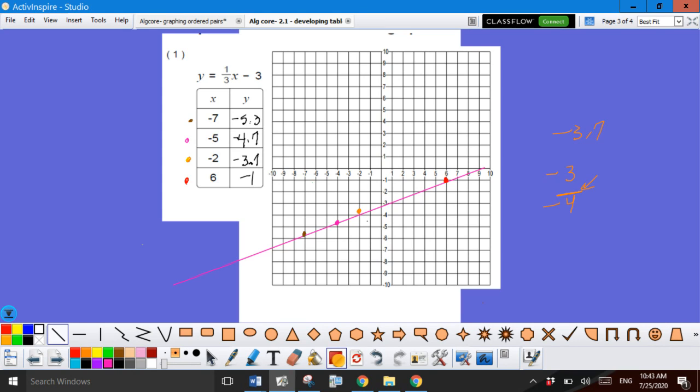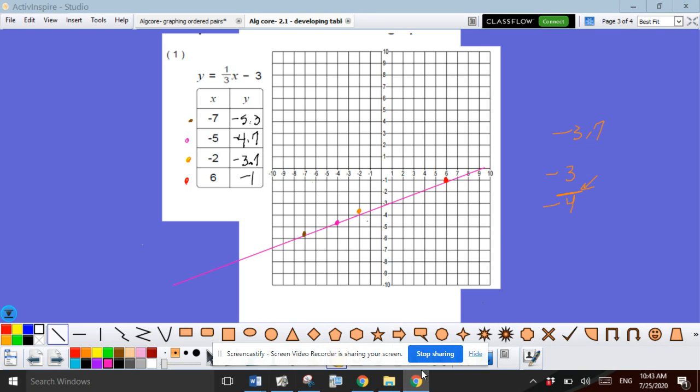Okay, so that's what you're going to be working on today. Graphing, making those tables and then graphing those points and making a line. So it should be, again, a pretty easy day for homework. If you have questions, please reach out to us so we can help you.